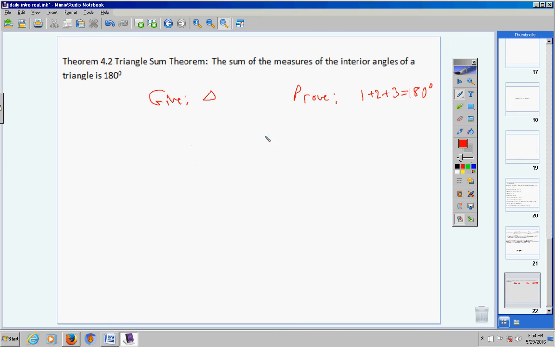Here's your diagram. You did all of this perfect. You put a 1 here, a 2 here, and a 3 here. Got it? It's so simple, Hope. All that you have to do is this.